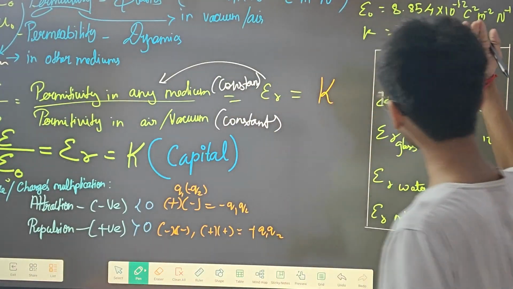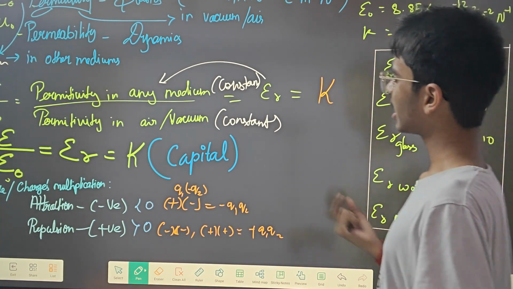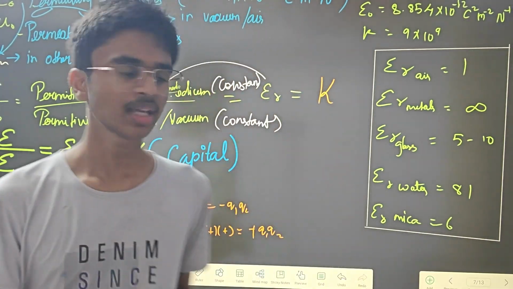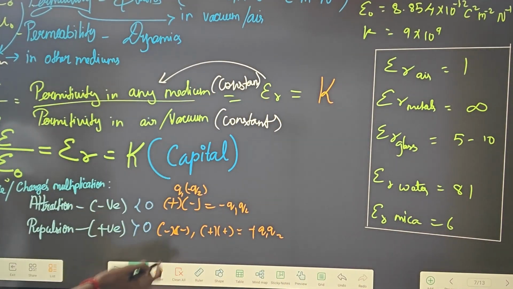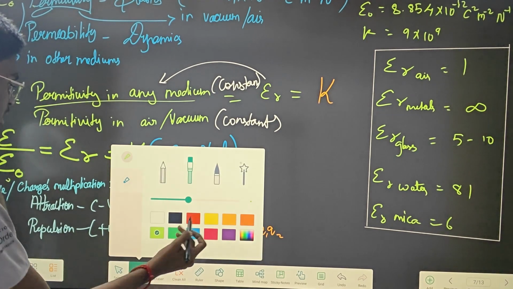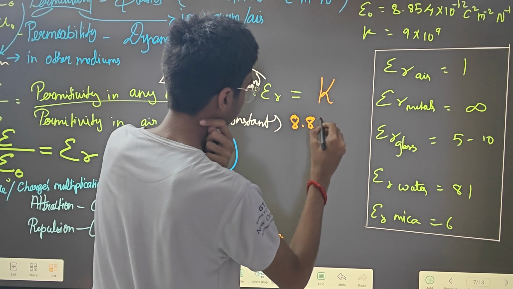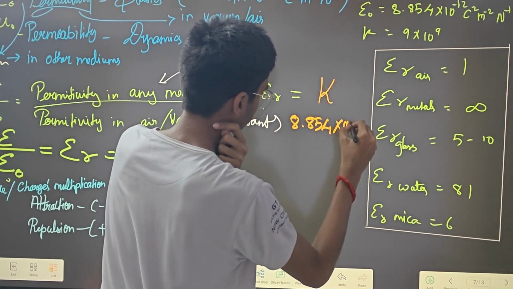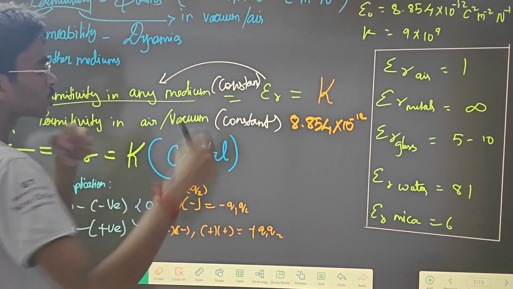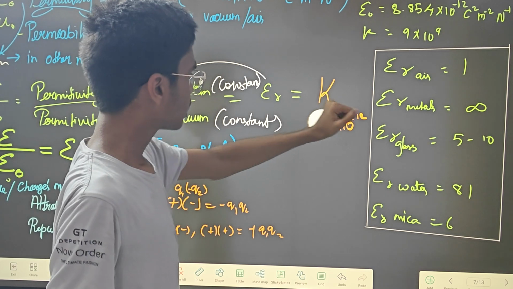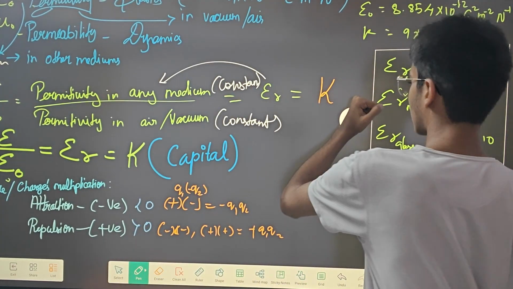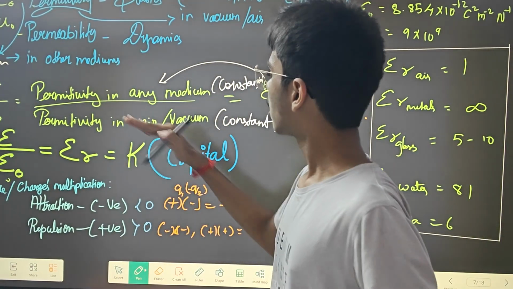Here epsilon r differs, every value will be differing. This is a constant for air. For air, what is the value I have said just now? It's actually 8.854 into 10 to the power of minus 12 coulomb square meter to the power of minus 2 and Newton to the power of minus 1. That is the permittivity in air.